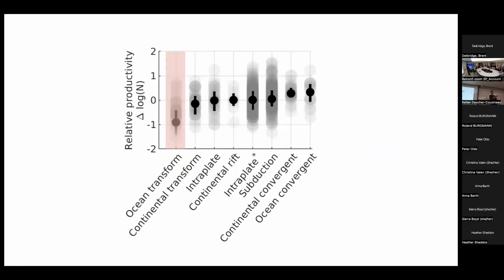Again, I'm just going through the list. We look at the different types of plate boundaries. One of the things I would wish to highlight is that oceanic transform faults are markedly depleted in aftershocks. And then as we move towards more convergent boundaries, that's where we have typically, on average, higher aftershock productivity.